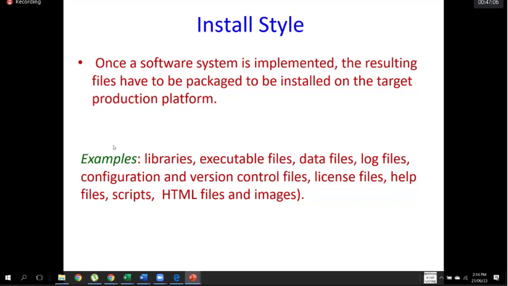For example, now we have a collection of executable files. There are data files, library files, version files, and so on. Then they have to be all collected and somehow documented before it is deployed. The installation style captures this view.